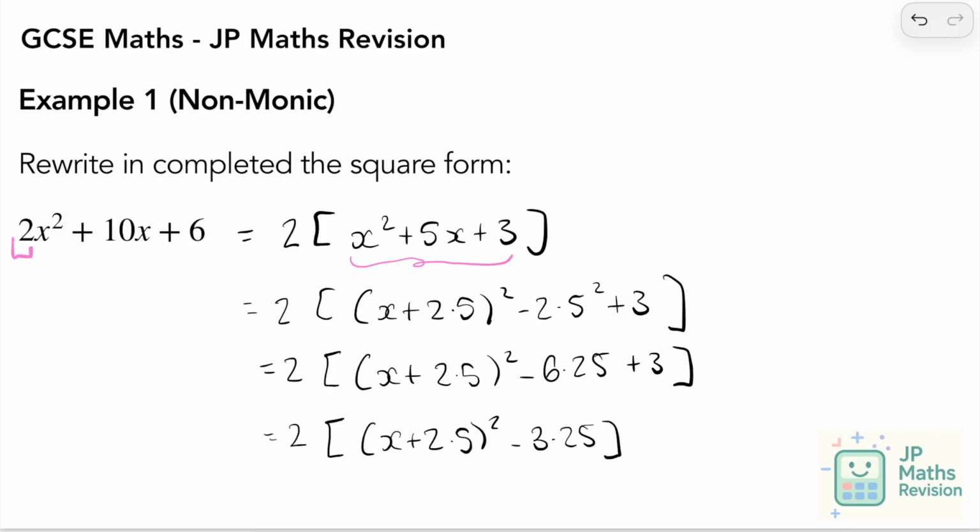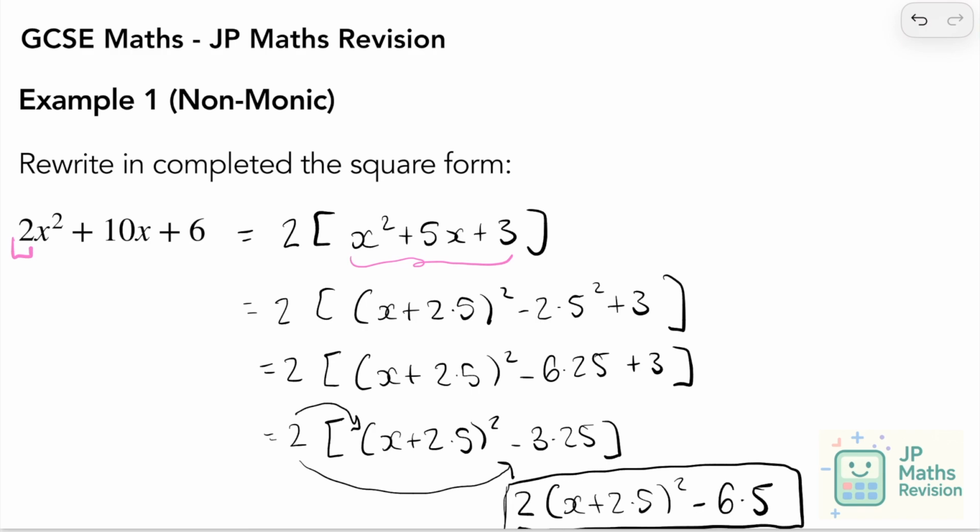And then the final step, which is the thing that's maybe slightly different to the other examples, is we have to times both things by 2. So we end up with 2 bracket x plus 2.5 squared, and then minus 3.25 times 2 is minus 6.5. So that is the answer to this question.